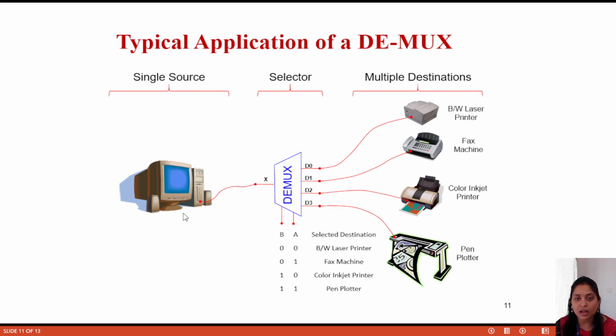Now this is the application. Consider this as a single input, a computer, whose data will transfer to a laser printer, fax machine, color inkjet printer or pen plotter. These are the outputs D0, D1, D2, D3. Based on the combination, when the 00 control signal is there, computer data will transfer to D0. When 01, computer data will transfer to the fax machine. When 10, to the color inkjet printer. When 11, to the pen plotter, in this way.